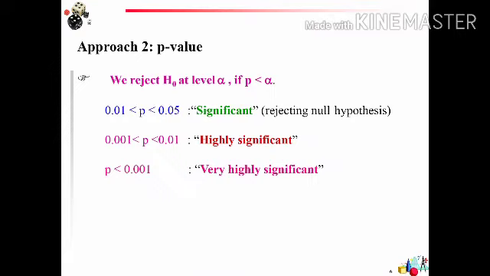The next approach for making the decision is the p-value approach. That is, we reject the true null hypothesis at alpha level of significance. That is, if any p-value is less than alpha, we reject the null hypothesis. And if the p-value is between 0.01 to 0.05, then we can say that the rejection of the null hypothesis is significant. And if it lies between 0.001 to 0.01, we can say that it is highly significant. And a p-value which is less than 0.001 is very highly significant.